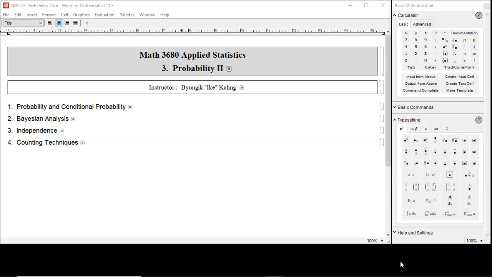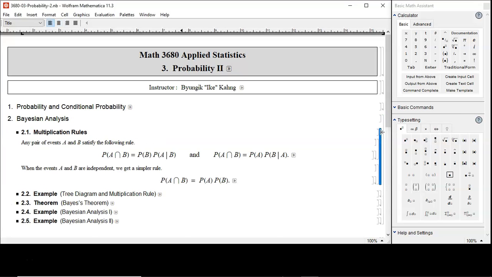Students, welcome back. Now let's go to section 2, Bayesian analysis. Here's a reminder of the multiplication rule.